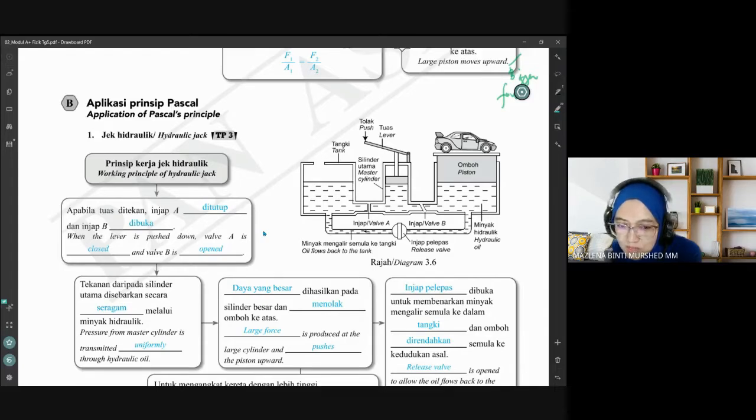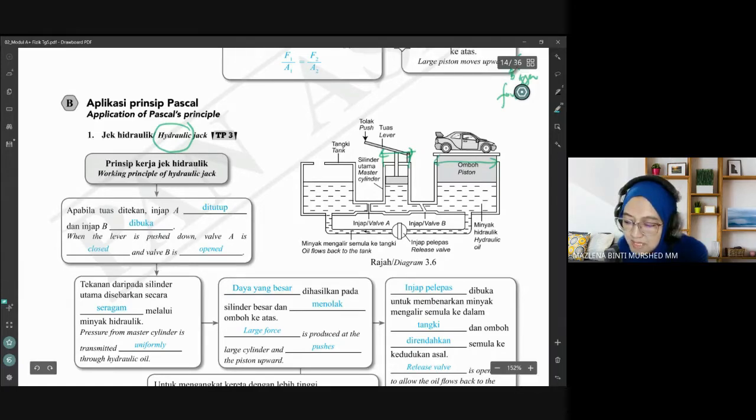Impossible, right? So the invention is the hydraulic jack, which uses a hydraulic system. A hydraulic system will have two pistons, one small and another one bigger. See, the size of the piston gives you the multiplication ratio for the force produced.